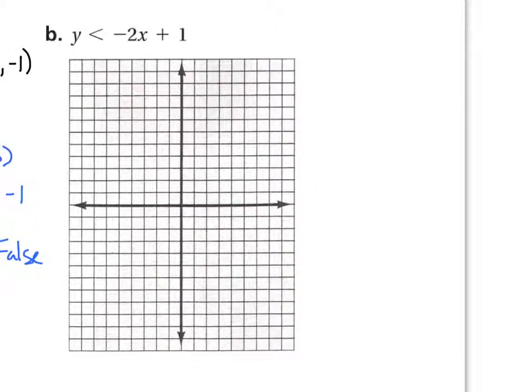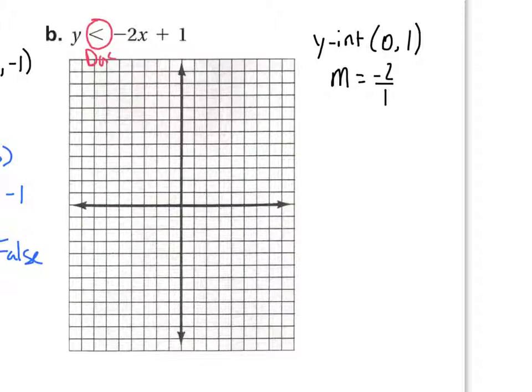Taking a look at the next one here. Again, we have a line, so again we know our y-intercept is going to be located at 0, 1. I see that our slope is going to be negative 2, or you can think of that as negative 2 over 1. And looking at the inequality, this one's going to be graphed with a dashed line, because it is just less than, not less than or equal to.